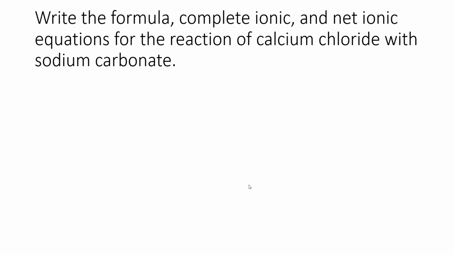All right, so let's do another one for practice. We need to write the formula, complete ionic, and net ionic again. But this is our reaction. Our reaction is calcium chloride mixed with sodium carbonate. So the first thing I want you to do is stop your video and try and write the molecules that correlate with calcium chloride and sodium carbonate. You should have gotten CaCl2 because calcium is +2, chlorine is -1. Sodium carbonate, sodium is +1, carbonate is 2-, so that forms these two compounds that you see here.